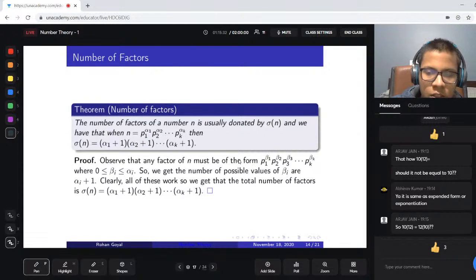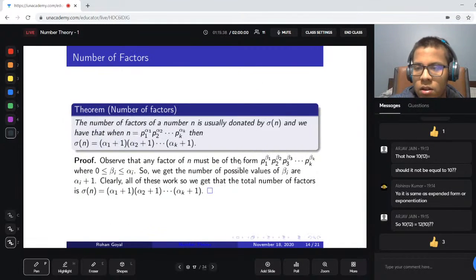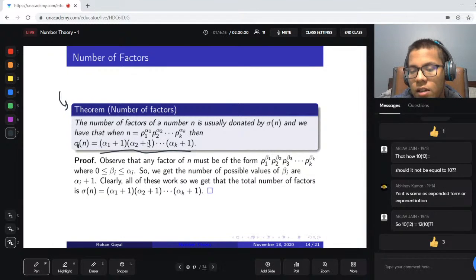Okay. So now we move on to some results that we used in your first test. I'll go through them with you. The first result that you used was the number of factors. How many factors does a number have? If a number is p1 to the alpha 1, p2 to the alpha 2, up to pk to the alpha k, then sigma naught of n, the number of factors, is (alpha 1 plus 1) times (alpha 2 plus 1) and so on, the product of these.